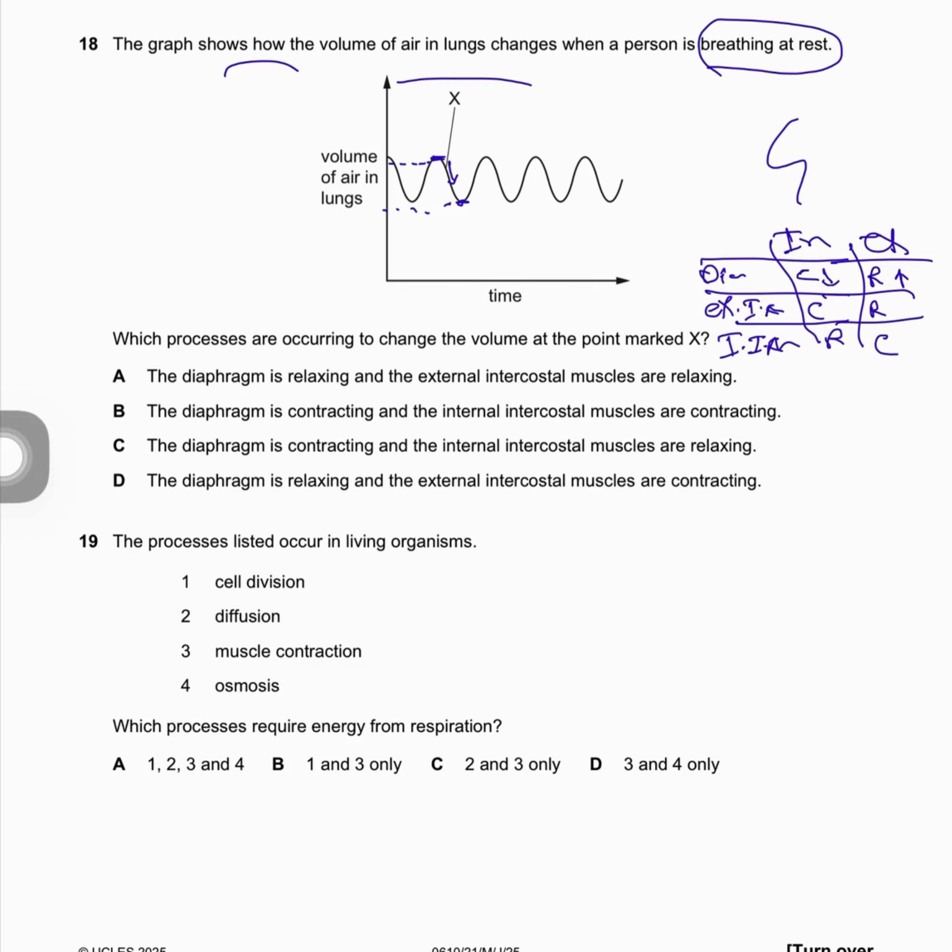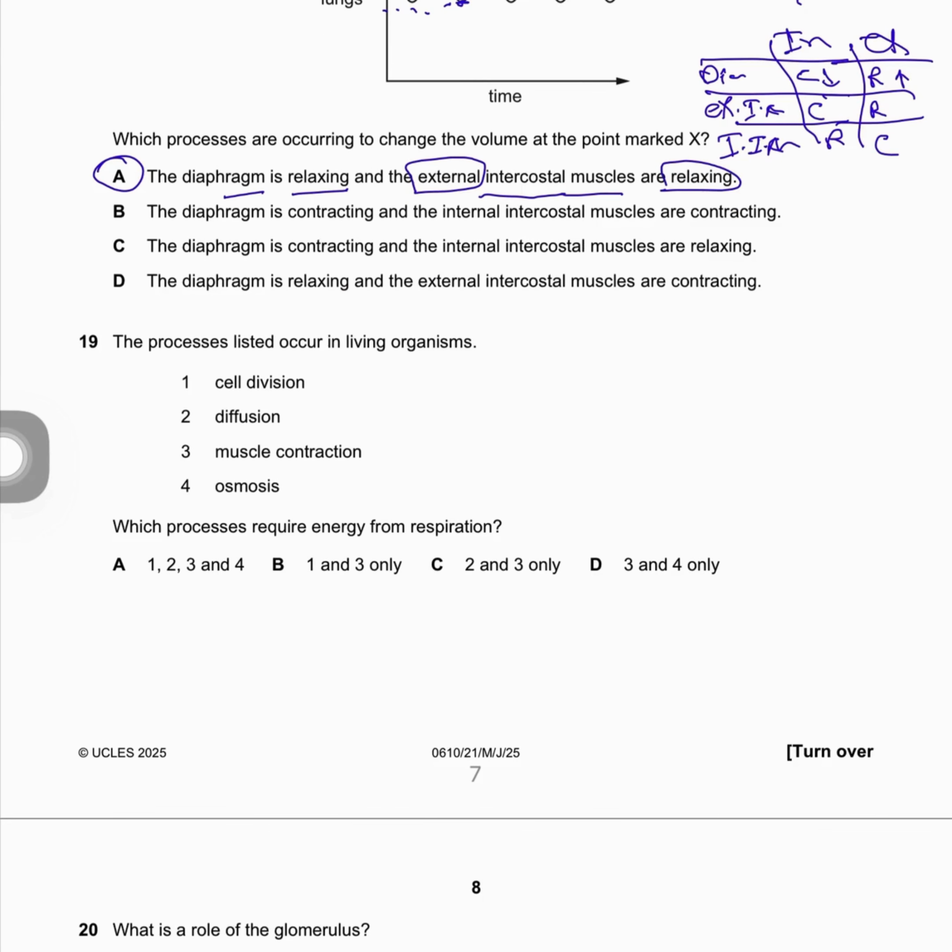Okay, so let's answer this question together. So we said at X is exhalation. So at exhalation, the diaphragm is relaxing, the external intercostal muscles are also relaxing. So the answer is A. The processes listed occur in living organisms: cell division, diffusion, muscle contraction, and osmosis. Which processes require energy from respiration?